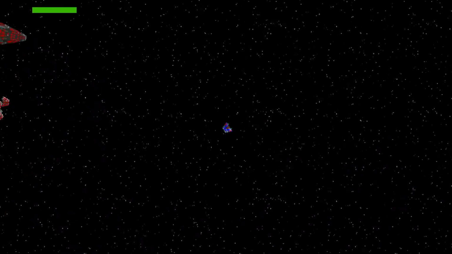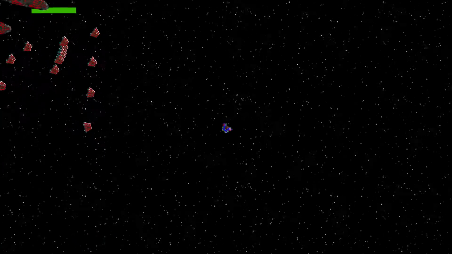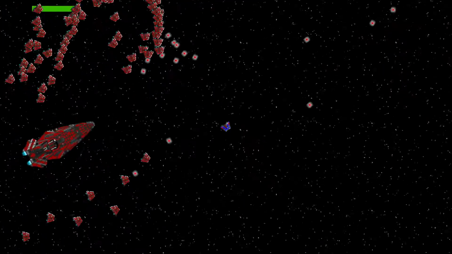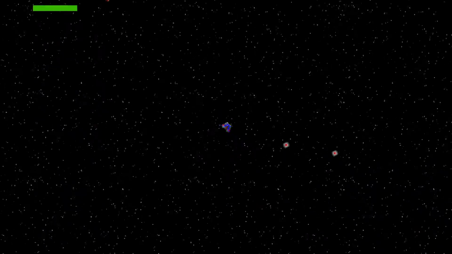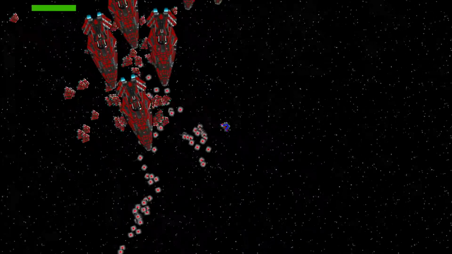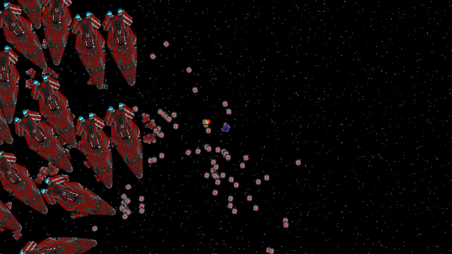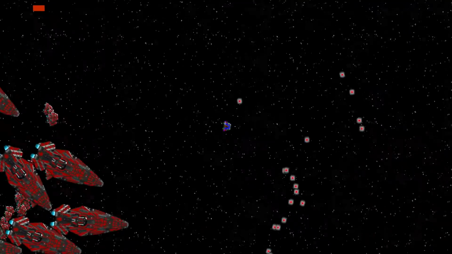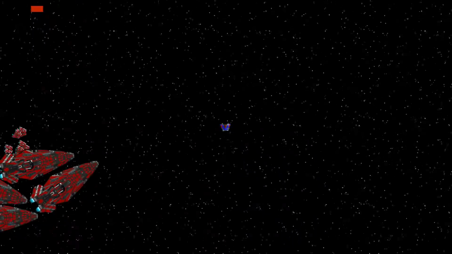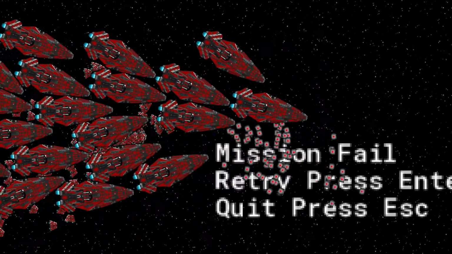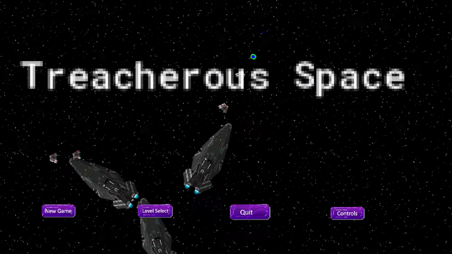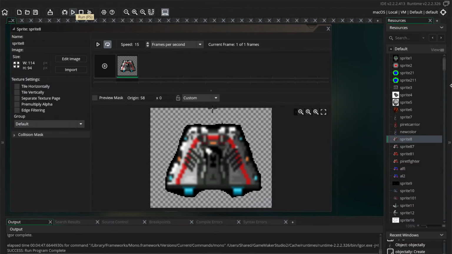Now let's see how these ships fire. Okay, so they kind of aim. You can still dodge. But they do. Okay, and there you have it. Here, I'll just die. So there you go. Making carrier ships that launch fighters.